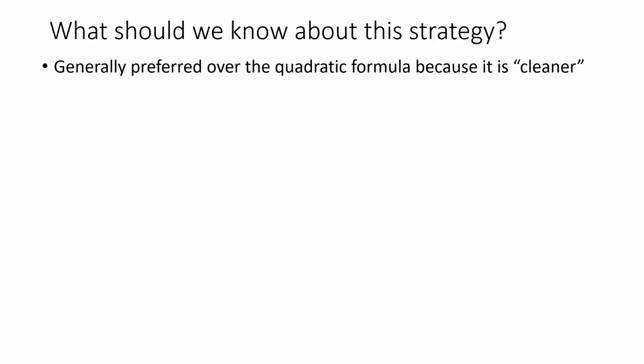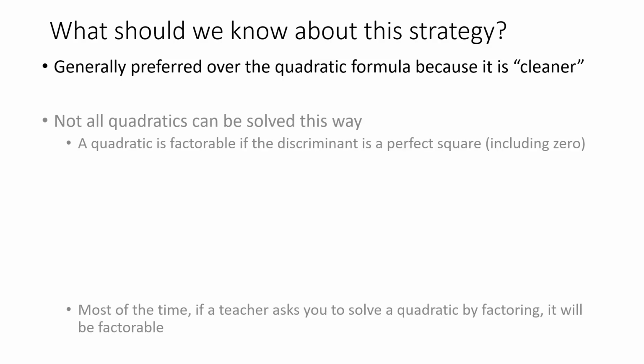So you might ask yourself, well, if it's the preferred strategy, why don't we just use it all the time if it's so great? Well, because not all quadratics can be solved this way. A quadratic is factorable if the discriminant is a perfect square, and that includes the number 0.